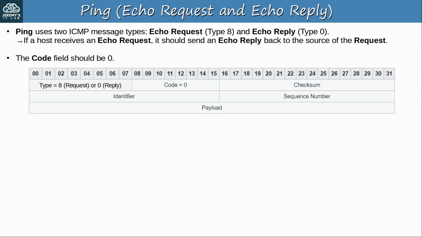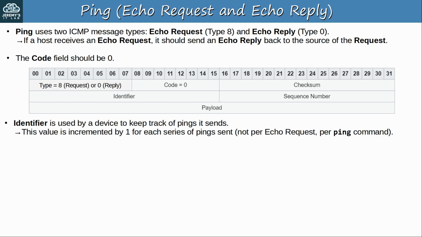And here's the message format. Let me explain the identifier, sequence number, and payload. The identifier is used by a device to keep track of pings it sends. And this value is incremented by 1 for each series of pings sent. Note that this is not per echo request, but per ping command. On Cisco IOS, for example, the ping command by default sends 5 echo requests. All of those would have the same identifier.